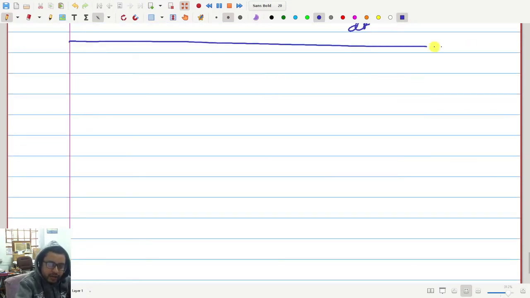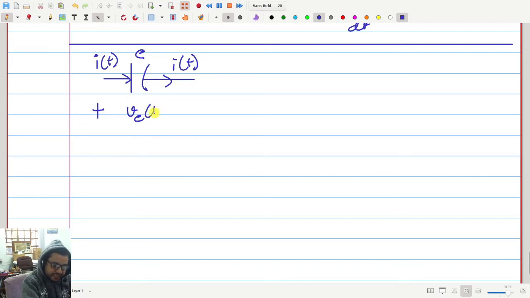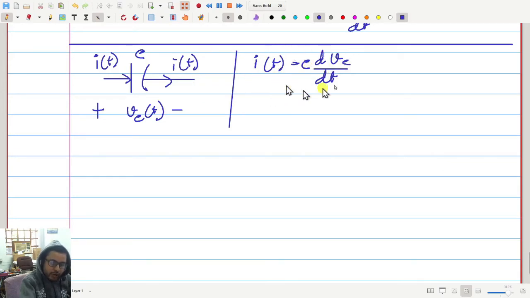For a capacitor, if this current is I, the same current must go out from the other plate, and this capacitance is C. The voltage across it is, suppose, VC(t). Then we know that I(t) is equal to C multiplied by dVC(t)/dt. This is what we have seen in our last class also.